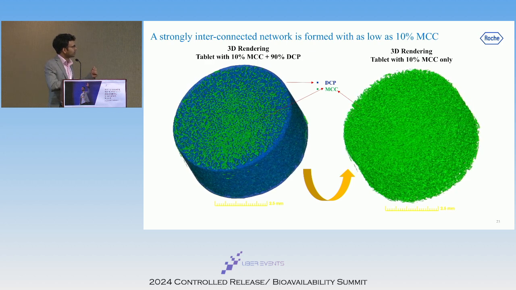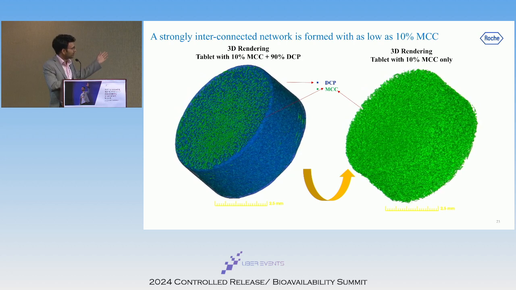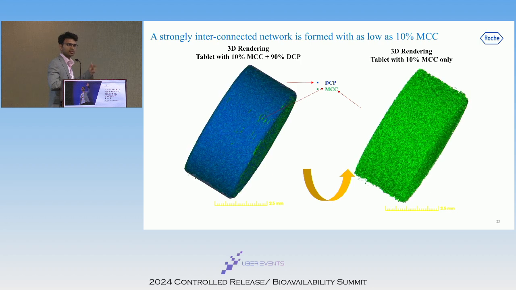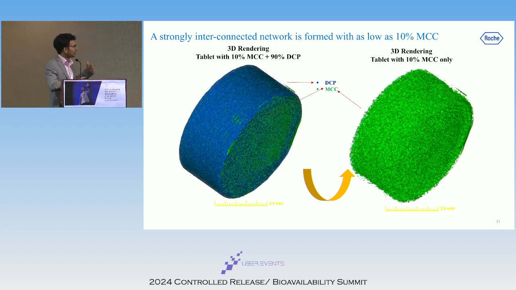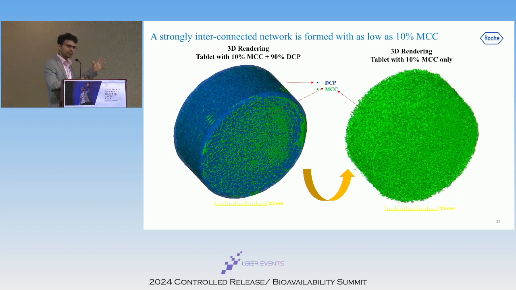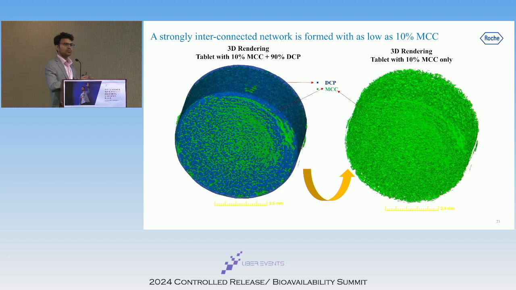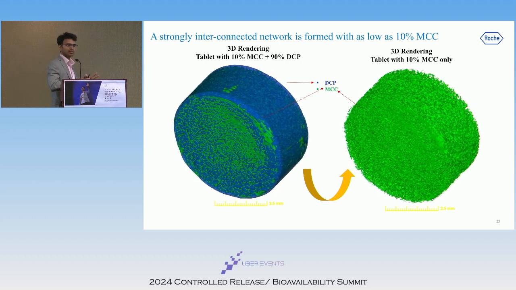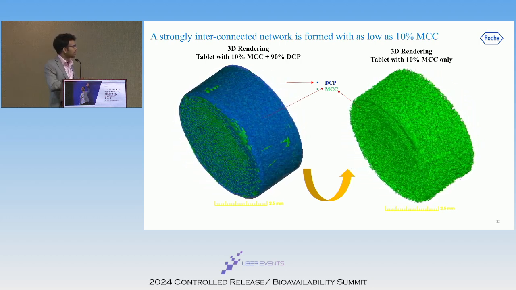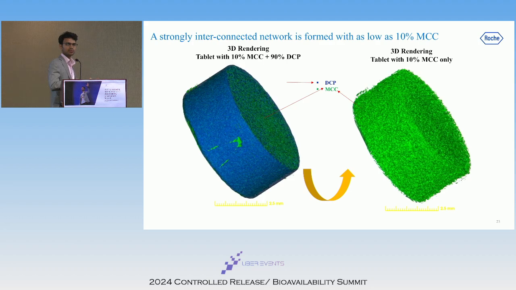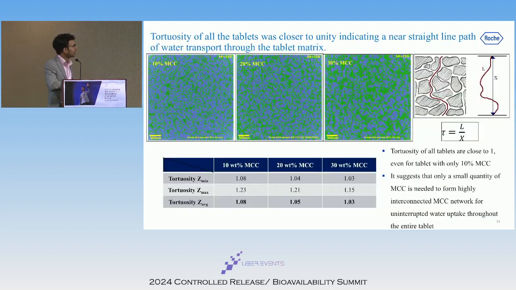Yeah. So as you can see, the left-hand side depicts the original DCP containing MCC tablet, and on the right is when you carefully remove the DCP. It's just pure MCC that is distributed in that binary compact. And even with such a little amount of MCC, it is able to create this incredible network, and that is able to enhance the water uptake.